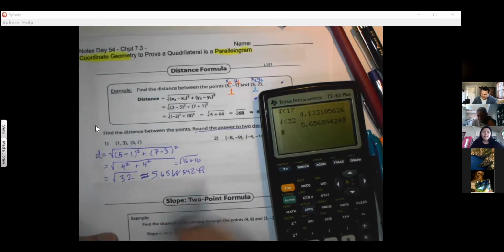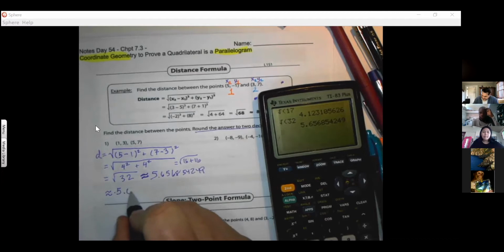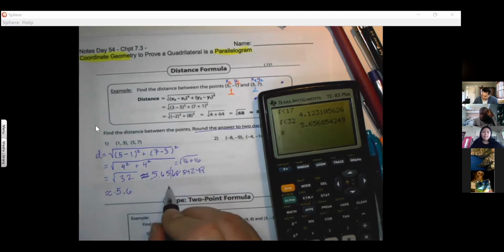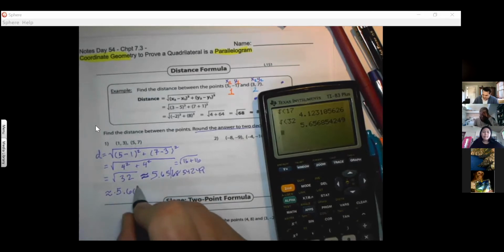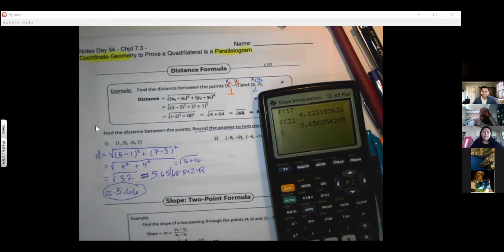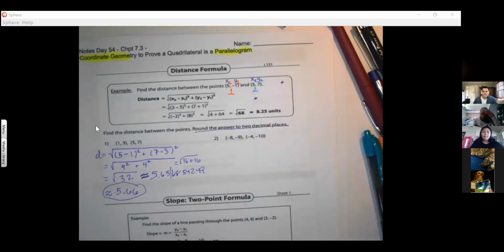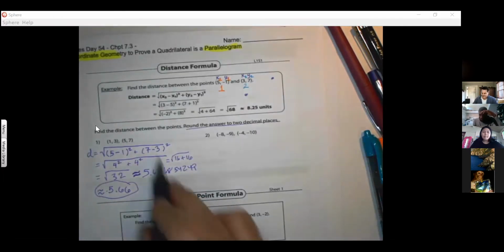And because it said round to the nearest two decimal points, I'm going to say that the answer should be 5.6. Let's see, this 5 is where I want to split it. And the number after that is more than halfway. So I'm going to round this up. 5.66. Would you please try to do the same process here for number 2?